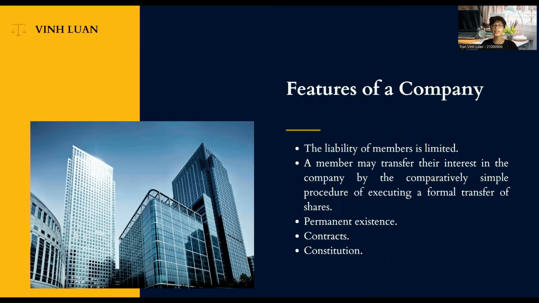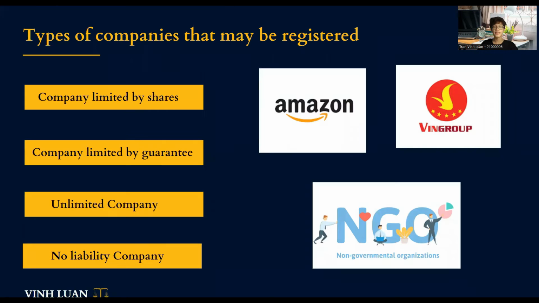When the full $100 is paid for the shares, the member has no further liability to the company or its creditors. And the second is that a member may transfer their interest in the company by the comparatively simple procedure of executing a formal transfer of shares. This means that the transferee, which is the person to whom the shares are transferred, takes them subject to the same rights and liabilities as the transferor, which is the person by whom the shares are transferred. The remaining features we can skip quickly, which are permanent existence, the contracts, and the constitution. To end my presentation part, I will come up with a question.